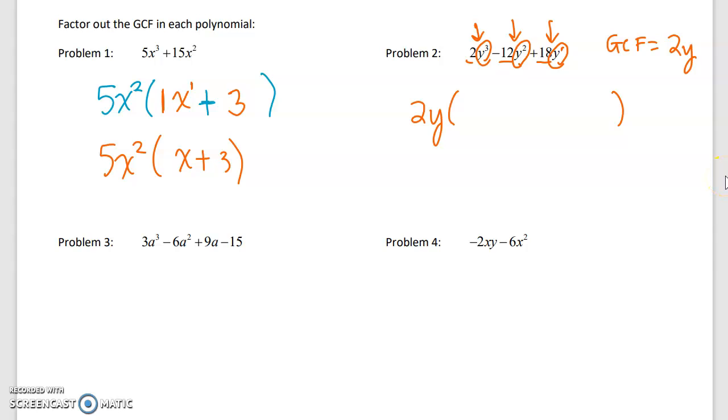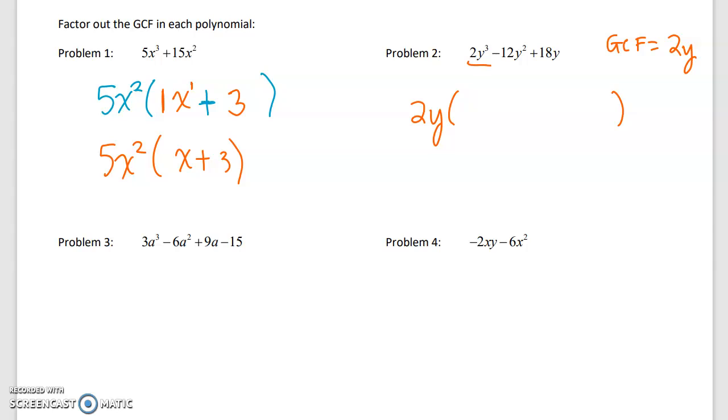All right, here we go. Finishing off problem number 2. Our GCF was 2y. Now we're going to go ahead and divide each of our terms by 2y and write whatever is left over, the result of that division, inside the parentheses.